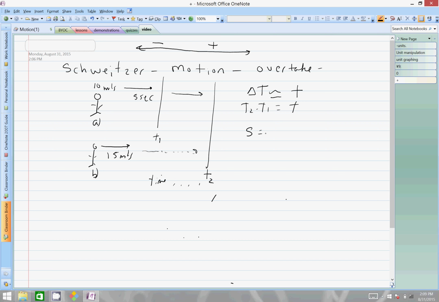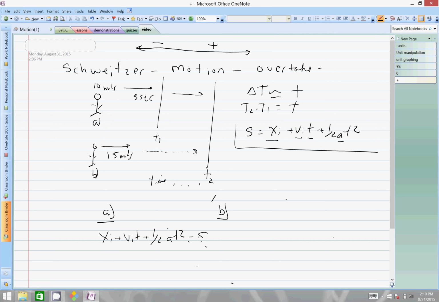The formula here is s equals x_i plus v_i t plus 1/2 a t squared. Of course, this is initial location, initial velocity, time, acceleration. Let's use this formula twice, once for A and once for B. I'm going to draw it like this: x_1 plus v_i t plus 1/2 a t squared equals s, and the same on the other side. Note I have the distance traveled equaling both of them. This is because when they come to the same point, they are the same distance away, so the two formulas will be set equal to each other.